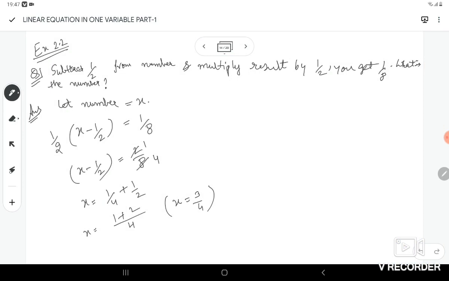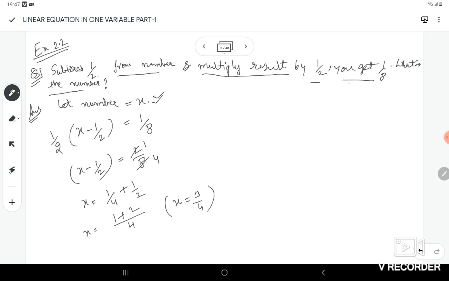Now let us solve exercise 2.2 of the lesson. It says if we subtract 1 by 2 from a number and multiply the result by 1 by 2, you get 1 by 8. We have to find the number. So first of all, let the number equal x.